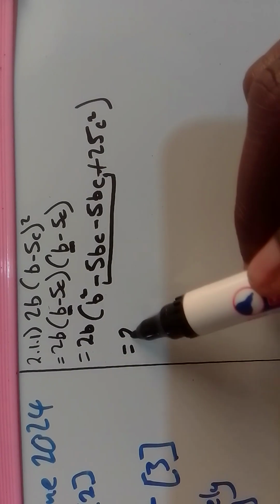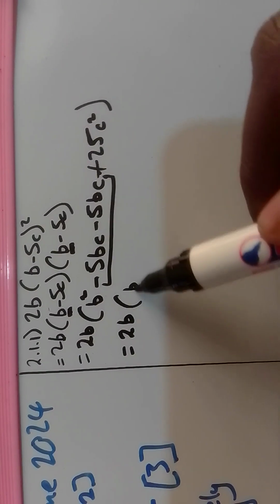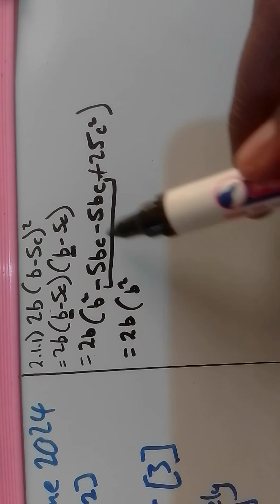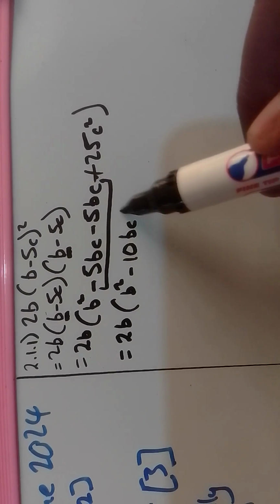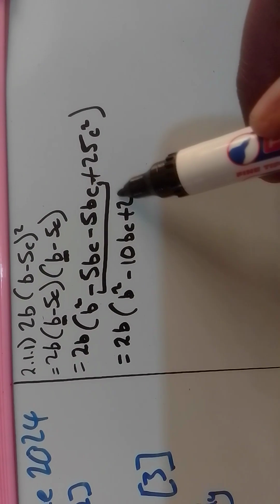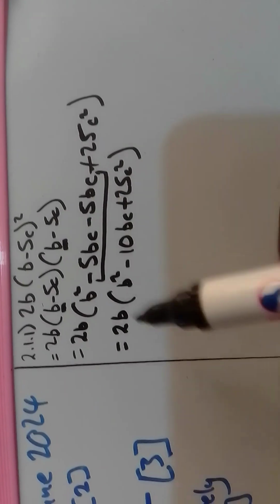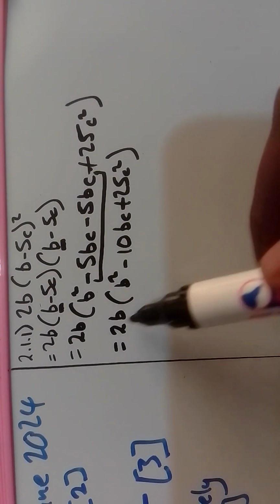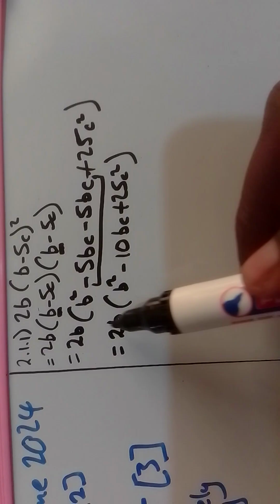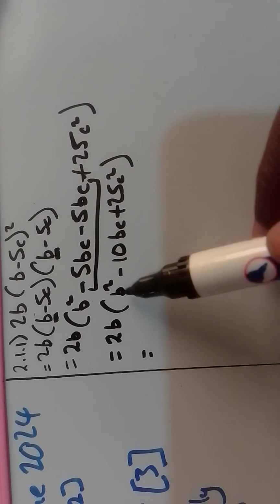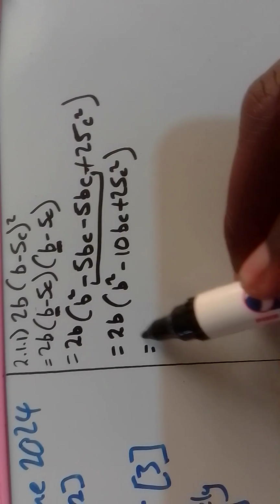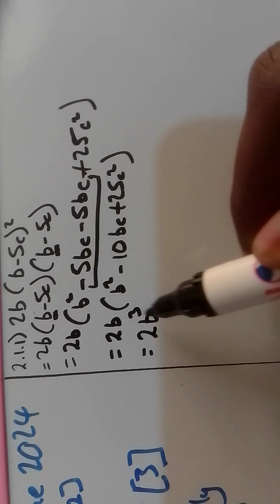So on the next stage now, I write 2b open bracket b squared. Negative 5 gives me negative 10. So I've got negative 10bc plus 25c squared. Now, only now do I get to multiply with this monomial outside. Now I say 2b multiplied by b squared, it gives me 2b cubed.